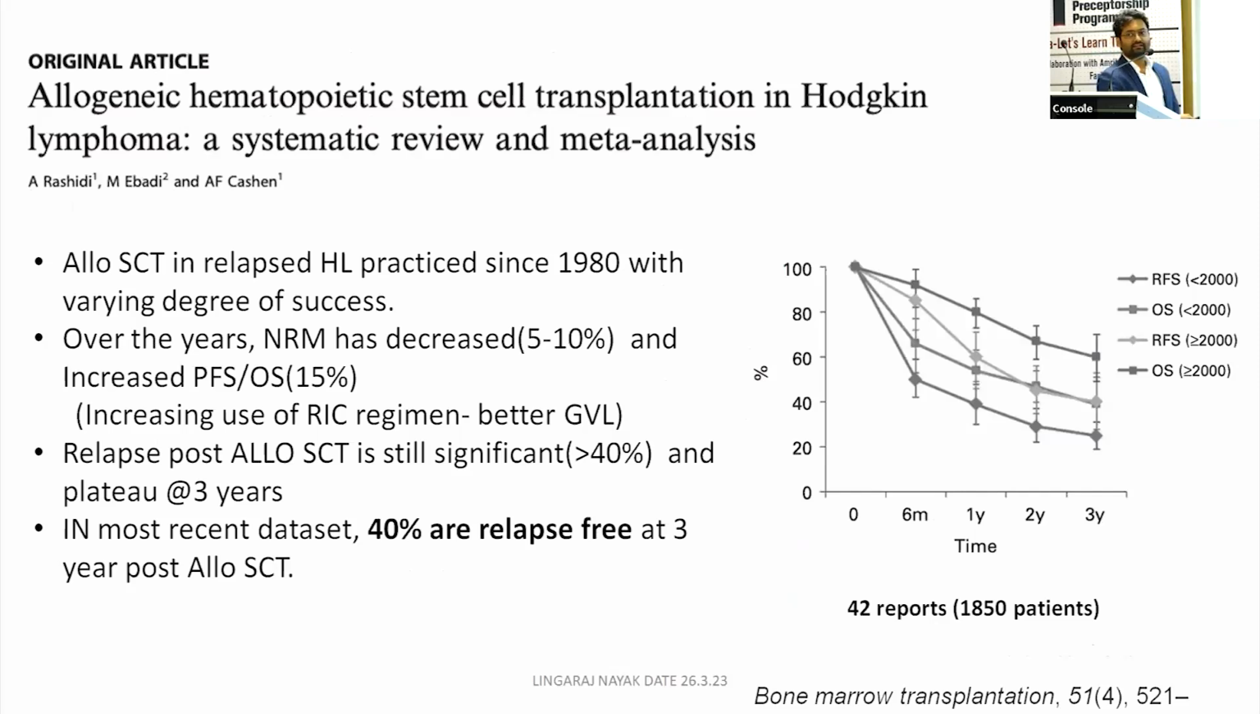This is the meta-analysis of all relapsed Hodgkin patients who underwent allotransplant, to get a better idea of the expected survival that you're going to quote to the patient. Over the years, there is increasing use of RIC regimens because of better graft versus lymphoma effect, but relapse post-transplant is still more than 40%. So around 40% are relapse free at 3 years. This is the data that you can quote: 40 to 50% of patients will do well with allotransplant, with a 15 to 20% risk of treatment-related death. I'm not going to go into haplo data, as that will be too much for all of you.